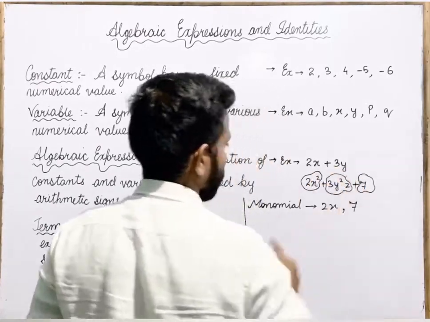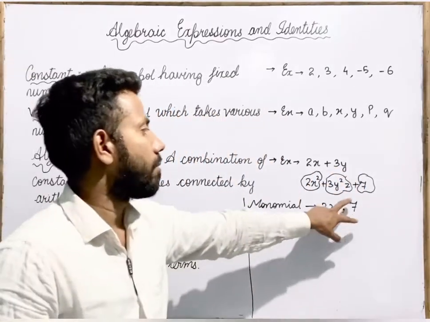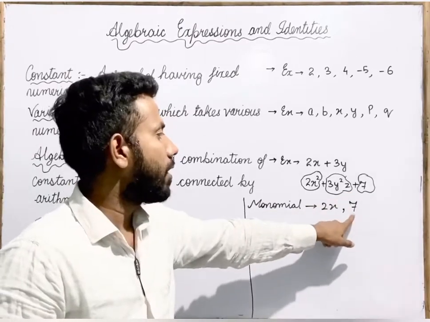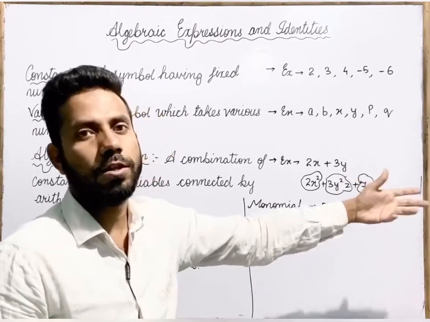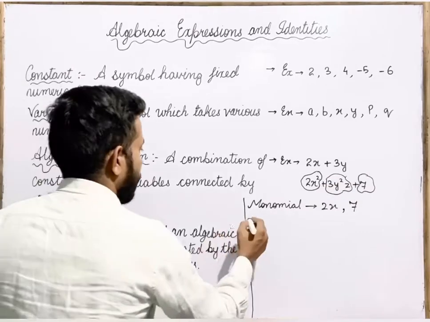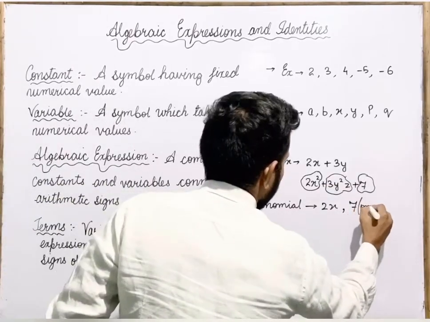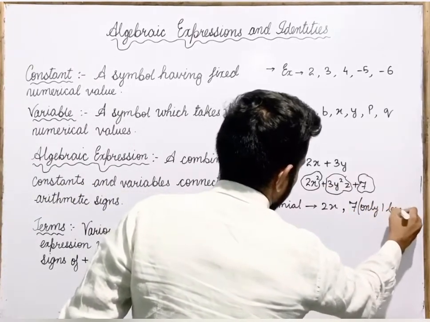This is a constant term. So how many terms does it have? Only 7. So this is a monomial. Only one term.